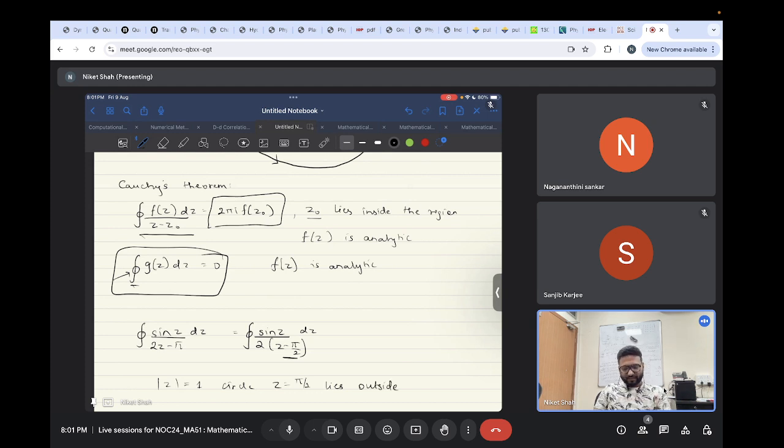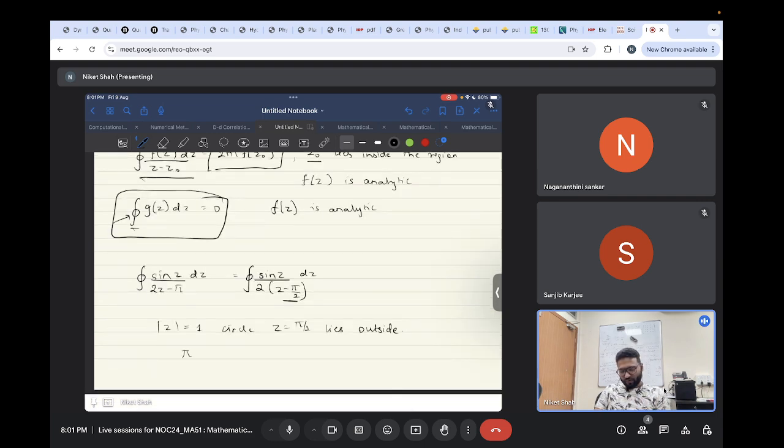So in that case, the value of the integral is 0 if I am going around that contour. But for the second circle, z equal to pi by 2 will be within this circle. Why? Because what's the value of pi by 2? Pi by 2 is approximately 1.57, so it lies inside the circle mod z equal to 2.